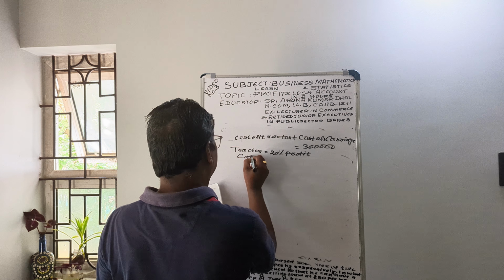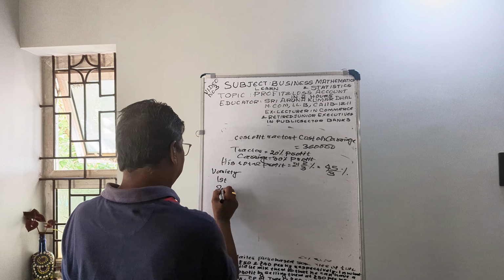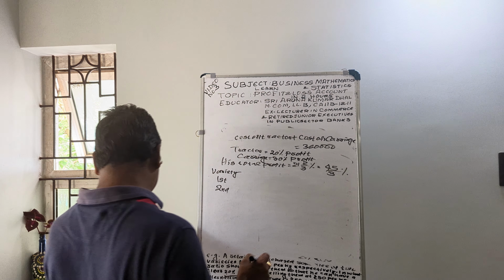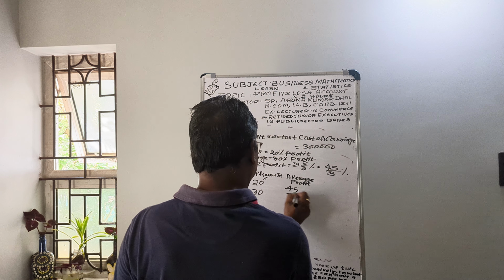And his total profit is 21 2 by 3%, that is 65 by 3%. We put the formula like this. So we got the first variety. First variety is tractor, second variety is carriage. Then we will write the difference in percentage. First is given 20%, second is given at a profit of 30%. That means the tractor is sold at a profit of 20% and the carriage is sold at a profit of 30%. Then the average, his total or average profit, is 65 by 3.